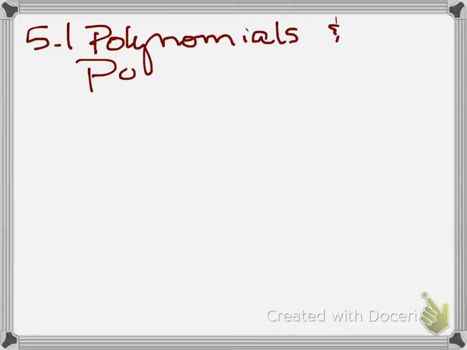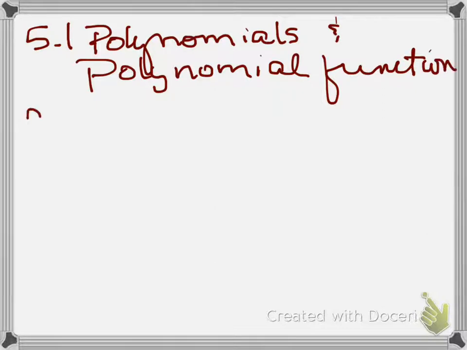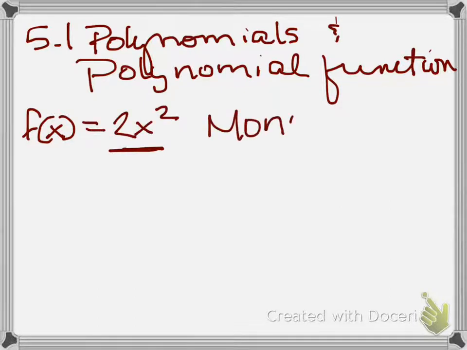Okay, today we're going to look at 5.1, polynomials and polynomial functions. The first thing that we want to look at is what we call a monomial. A monomial is simply one term that is either a constant, has multiplication, or power with the exponent. So we would say that f of x equals 2x squared is a monomial. There's only one term that is a product of a constant and a variable.